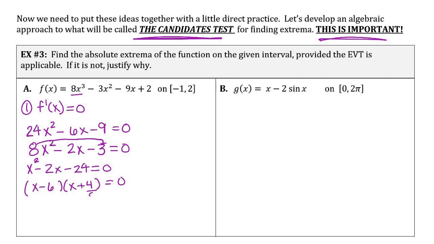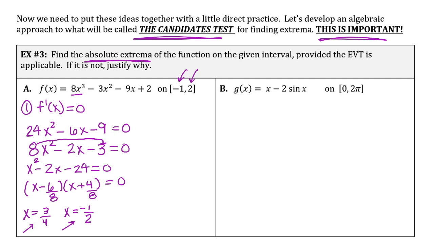We do need to come back and divide by the 8, and then we can set each part equal to 0 and reduce. If we do that, x is going to be equal to positive 6 over 8, which is going to be 3 over 4. And then the other side is going to be x equals negative 1/2. So our candidate test that we need to look at is where we include both of these values, and since we're talking about absolute, we also have to include our endpoints.